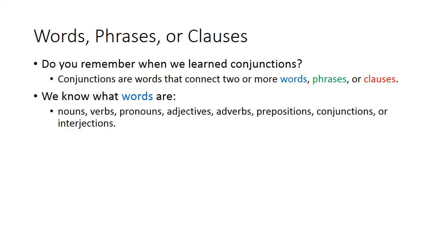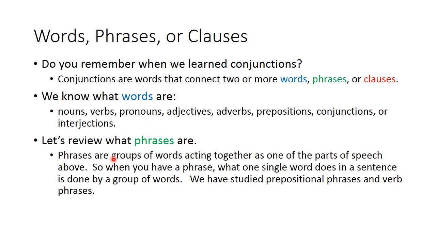We know that words are nouns, verbs, pronouns, adjectives, adverbs, prepositions, conjunctions, or interjections. Every single word in the English language is one of these 8 parts of speech. We also know what phrases are. Phrases are a group of words that act together to act like one of the parts of speech. The phrases we know are prepositional phrases and verb phrases.